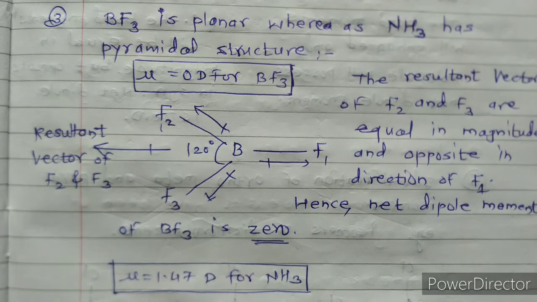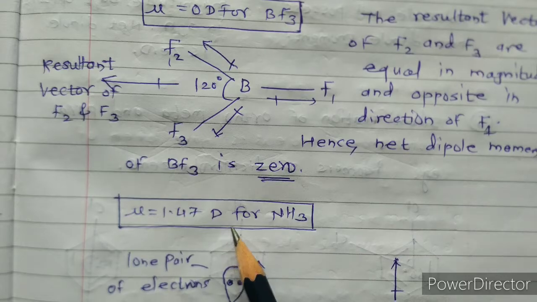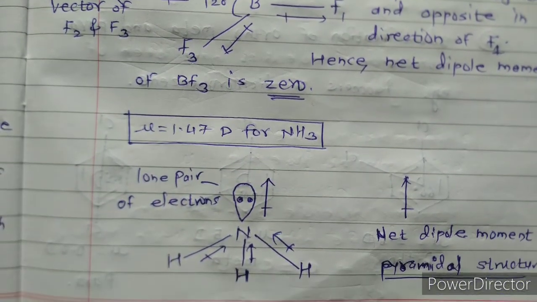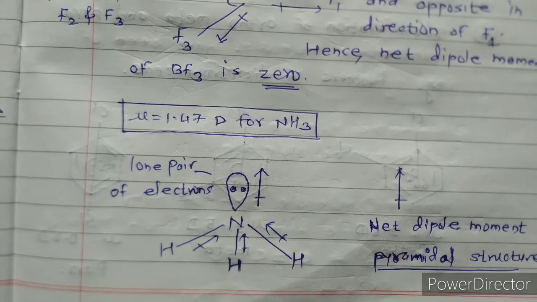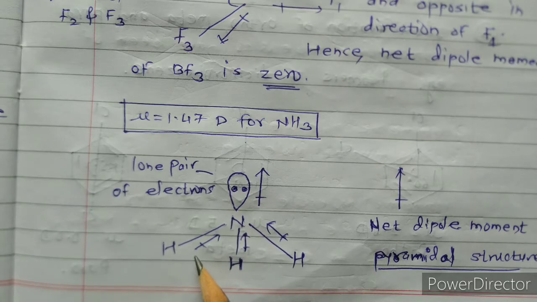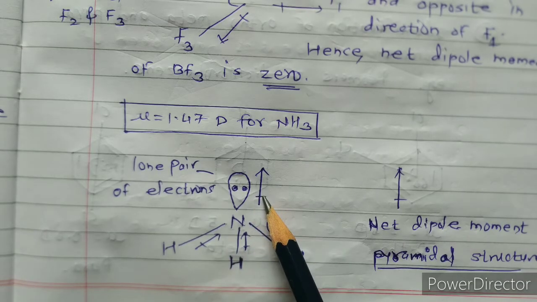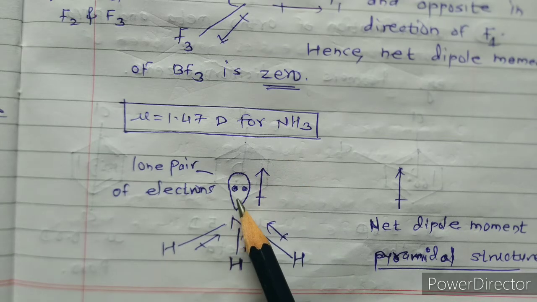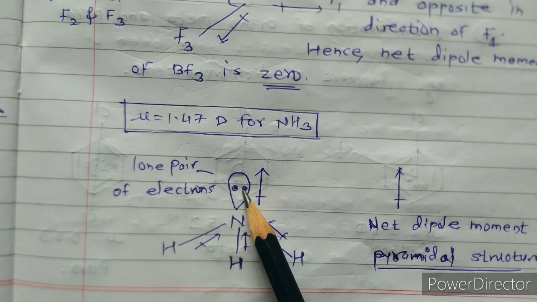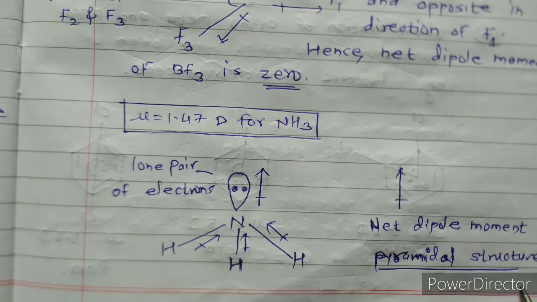Now we consider the example of ammonia. In ammonia the dipole moment is 1.47 Debye. When we see the structure of ammonia, ammonia consists of 3 hydrogen atoms, and the bond moment direction is towards the nitrogen atom, and the resultant or net dipole is along nitrogen. Nitrogen has a lone pair of electrons. Due to the net dipole moment, it gets a pyramidal structure, and the dipole moments are not cancelled with each other.